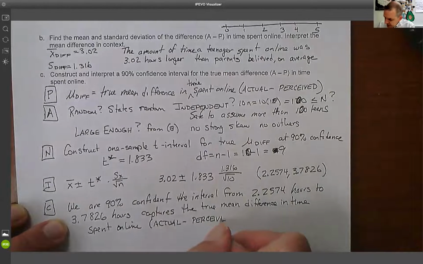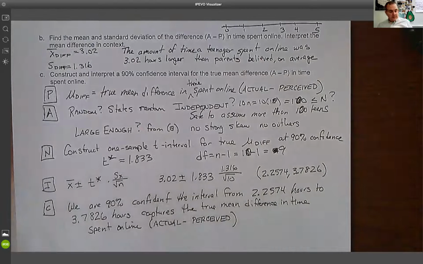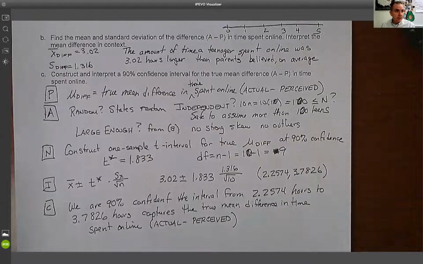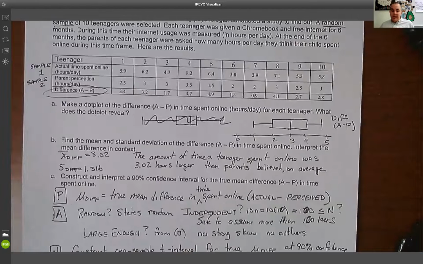Now here's the deal. The follow-up question is often going to be, is this evidence that parents are unaware of how much time their kids are spending online? And the answer to that would be yes, because this is all positive. In this case, there was always a positive difference between the actual and the perception. So based on this interval, it's pretty safe to assume that parents don't realize how much time their kids are spending online. So the big takeaway from this is called a matched pair.